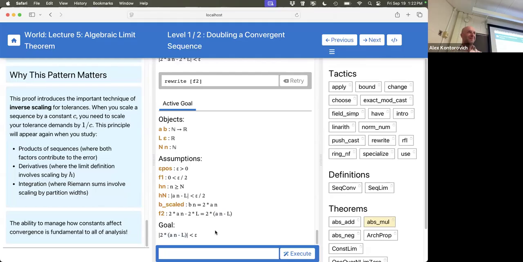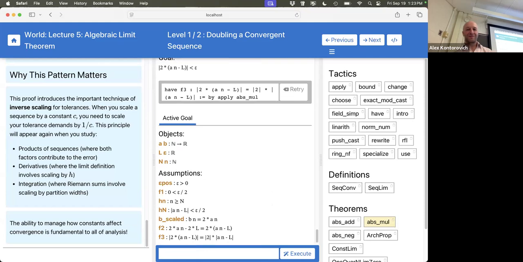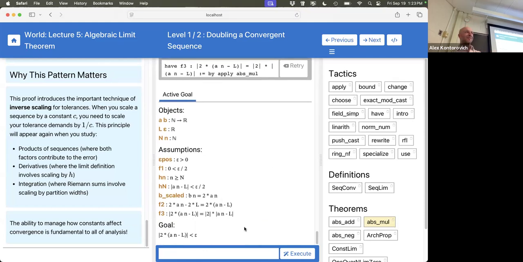Okay. Beautiful. Have fact 3, which is that this is equal to that with absolute values by apply Abs-Mull. Okay. Rewrite F3. Okay. Yeah, let's see if norm num does it by itself. It does.